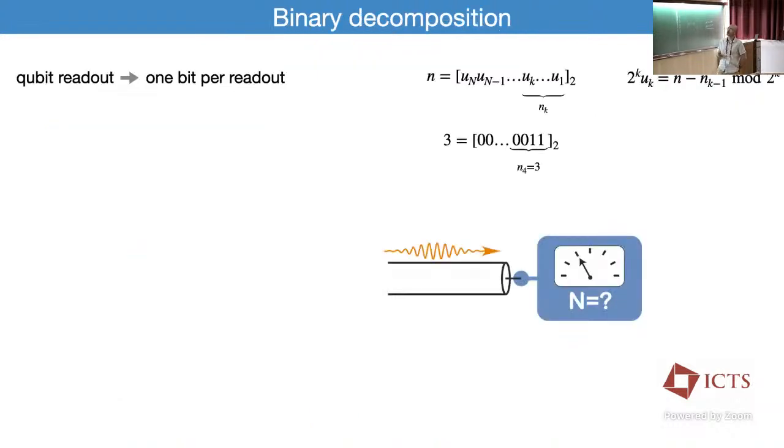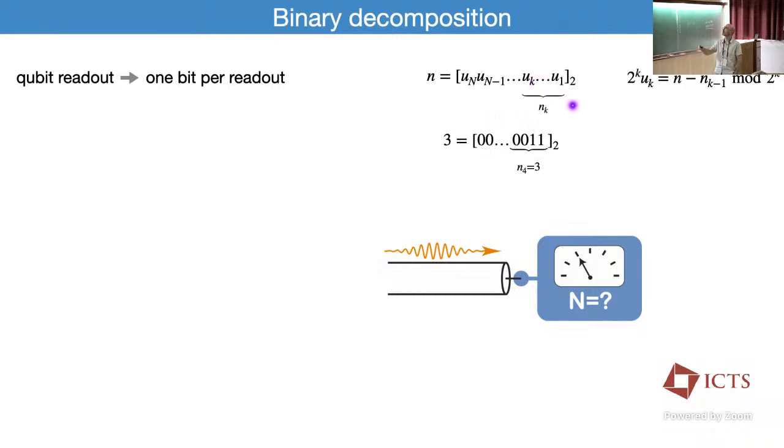Okay, so how do we count with the qubit now? There are several ways to do it. This one is kind of optimal in some sense. So if we write the binary decomposition of the number of photons, okay, this is the least significant bit, second least significant bit, etc.